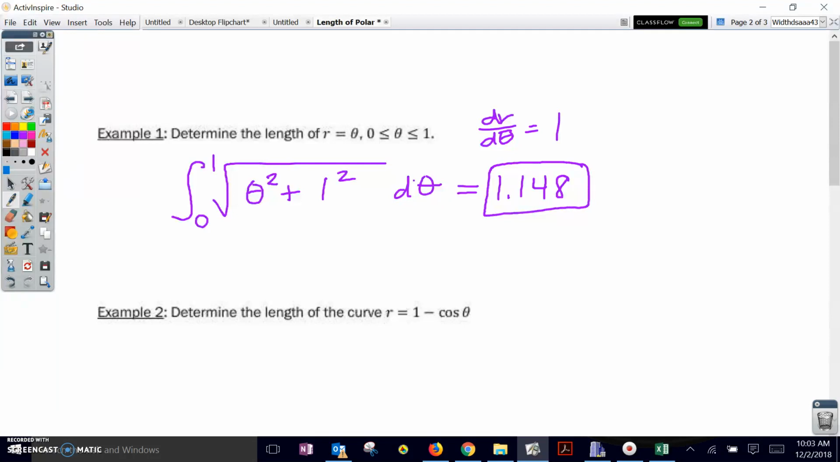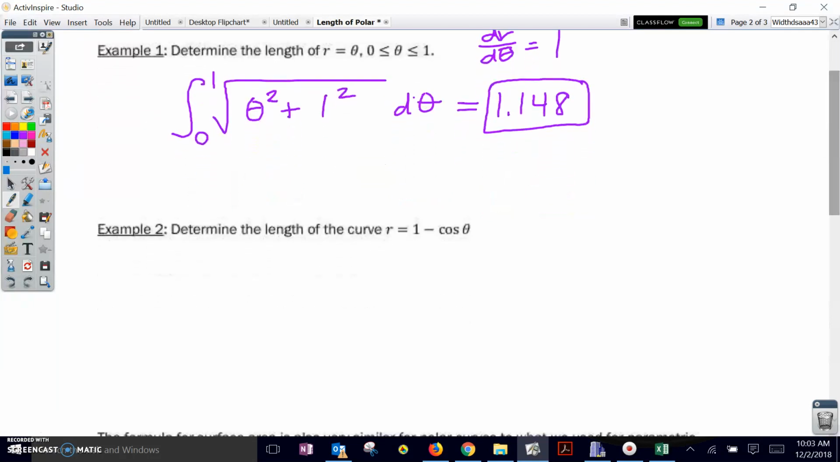It's a whole lot easier than writing x equals theta cosine of theta and y equals theta sine of theta and then differentiating those and setting that whole formula up. It's a whole lot easier to know this arc length formula and just be able to substitute into it.